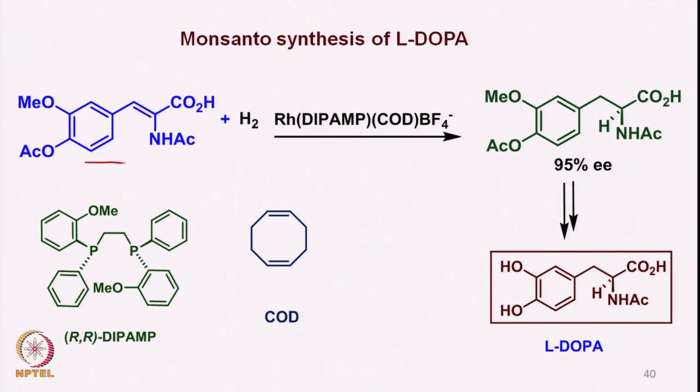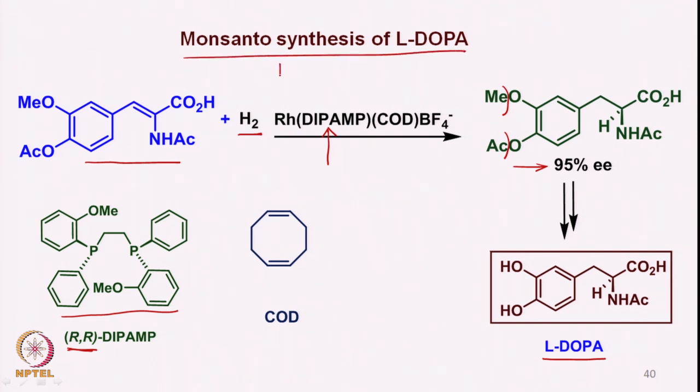This is the enamide, which was hydrogenated in the presence of this particular rhodium complex, where the chirality comes from the DIPAMP ligand, which in this case is RR configured. That gave the hydrogenated product in 95% enantiomeric purity, which eventually, on demethylation and deacetylation, gives the corresponding optically pure L-DOPA. That is how the first synthesis, named the Monsanto synthesis, was done by William Knowles, and that is the reason he was given the Nobel Prize for this work.